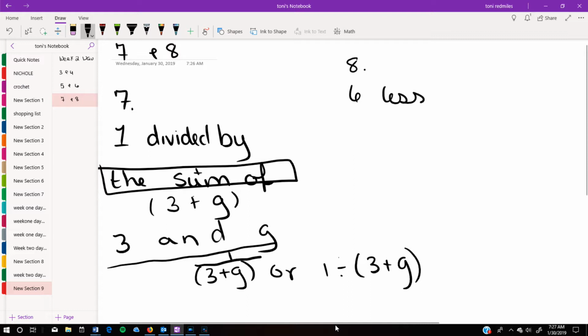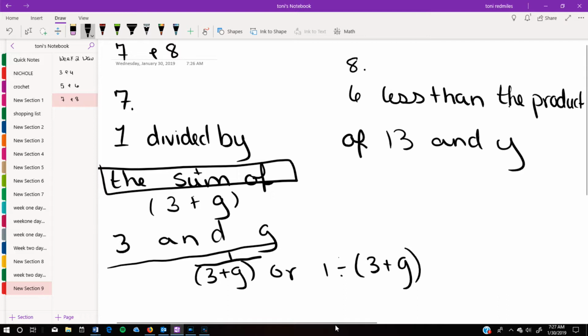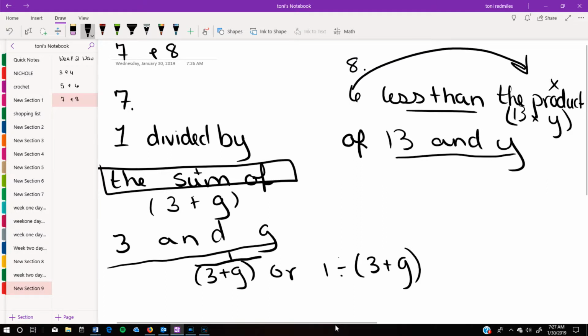6 less than, so that's a turnabout, the product of, so I know I got a parenthesis, 13 and y. So I have a parenthesis with a multiplication in it, and after tells me what goes in. Less than means the 6 goes behind and it's subtraction. So my expression is going to be 13y in parentheses minus 6.